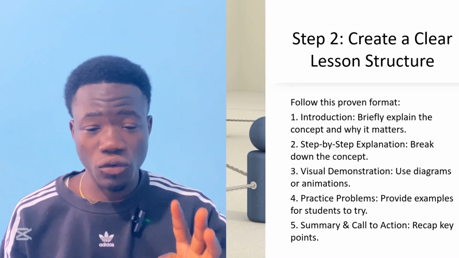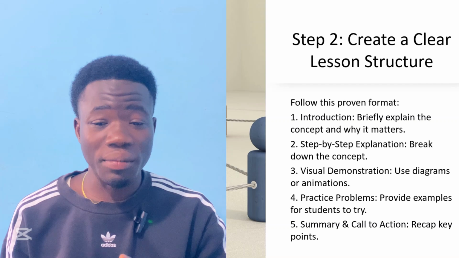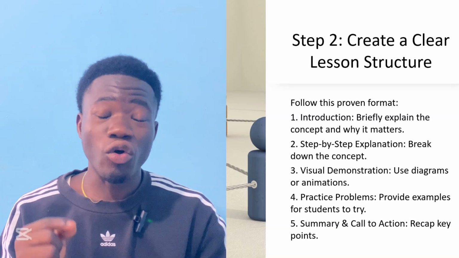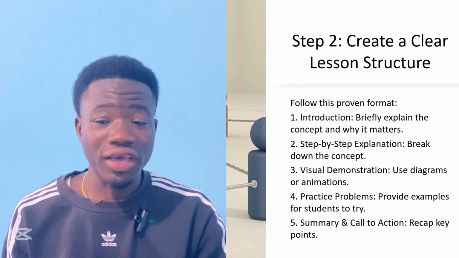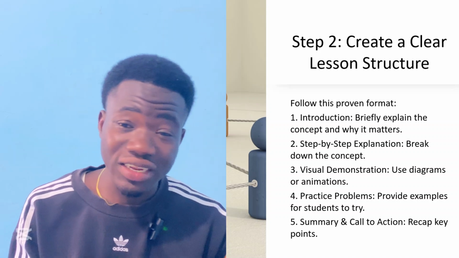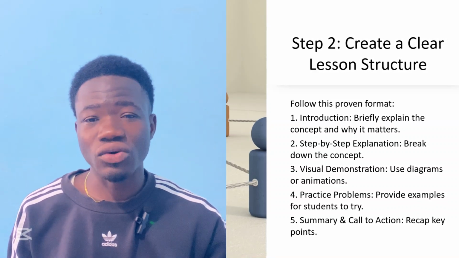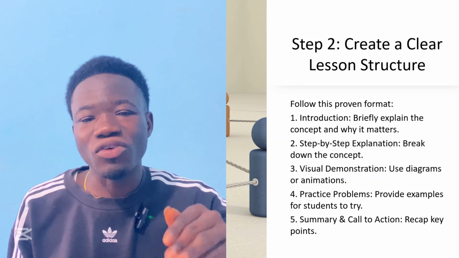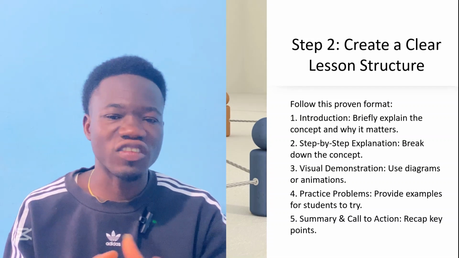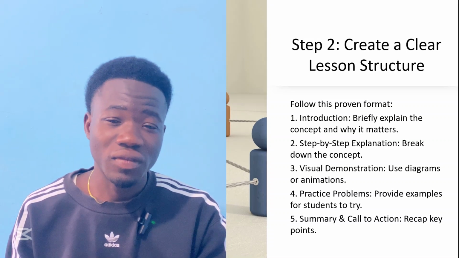All right. Now what you need to do is the fifth one. So we have mentioned four. The last one is to summarize and do a call to action. So recap the very key points in the lesson that you have created. The call to action is telling them to go ahead and solve more questions or to dig deep into the subject matter of what you are teaching.